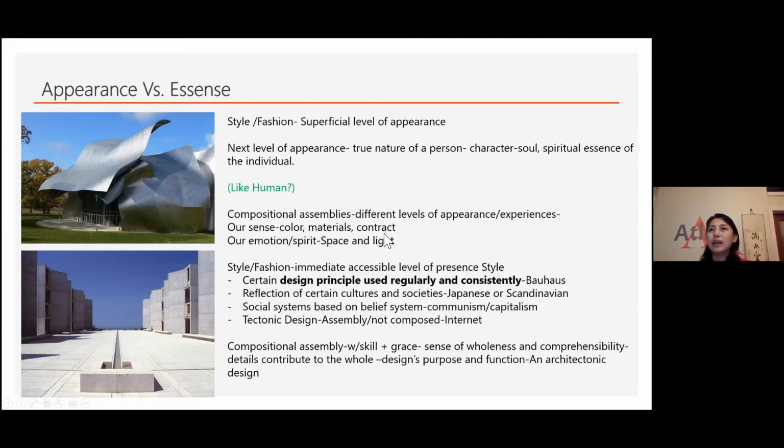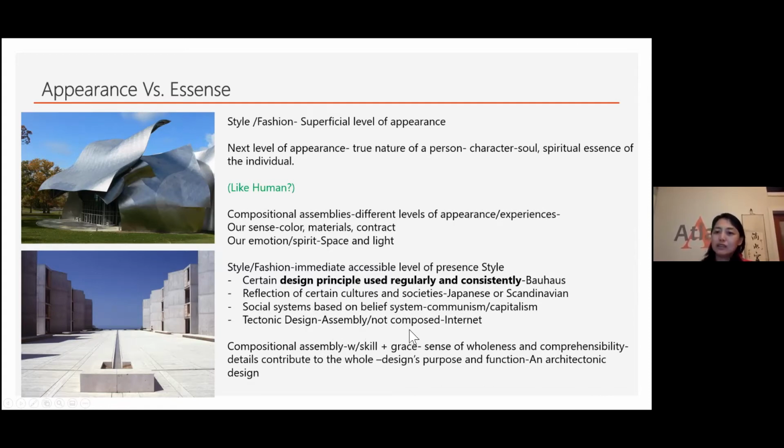So the compositional assembly has different levels of appearance and experience. It connects both to our senses with color, material, and contrast, and to our emotion and spirit with space and lighting. So the dimension of different styles of experience, style and fashion includes design principles like the Bauhaus school. I'm not sure everybody knows, it started modern design in Germany. And then there are styles associated with culture, like Japanese style. Then there are different social systems like communism and capitalism.